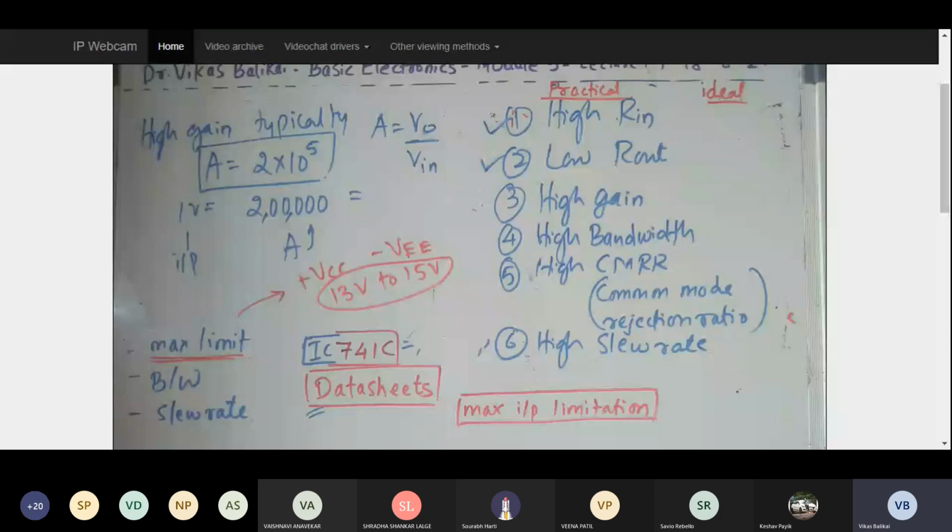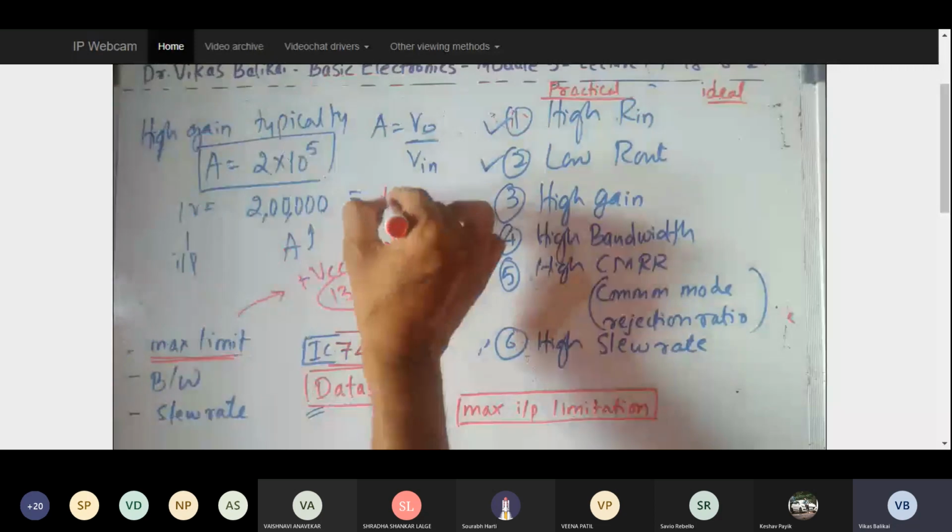Then what is the use of giving us 2 lakh gain? That is useful in order to amplify a very small input voltage, in the range of like 1 picovolts, 1 nanovolts, 1 femtovolts.